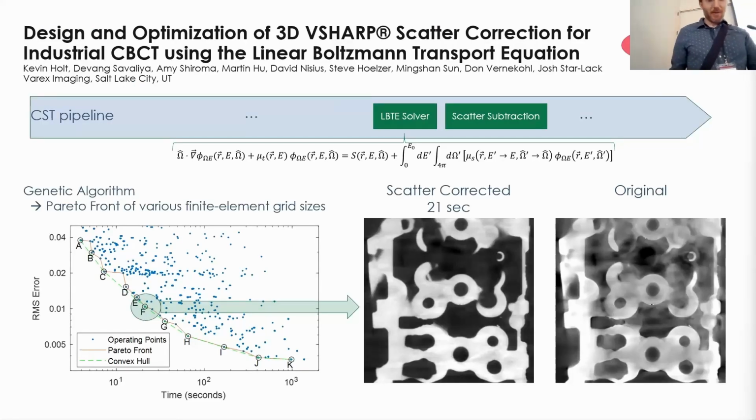So we made a reconstruction software toolkit called CST that has a scatter correction algorithm called 3dV sharp. That's based on the linear Boltzmann transport equation for Monte Carlo-like accuracy, but at a tiny fraction of the time. And the exact speed and accuracy of the correction depend heavily on how finely that equation is discretized. So we used a multi-objective genetic algorithm to explore the set of discretizations and find a set of Pareto optimal operating points. So here's an example of an aluminum motorcycle cylinder head with 21 seconds of solver time. And we're showing industrial, but the methods also work for medical imaging.